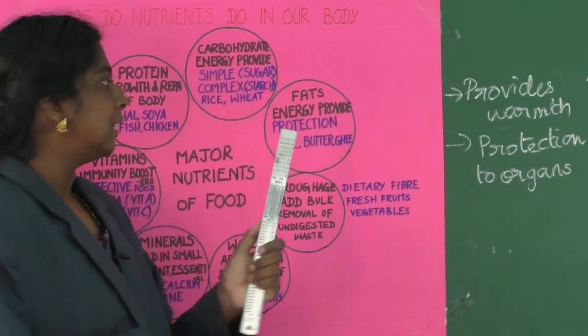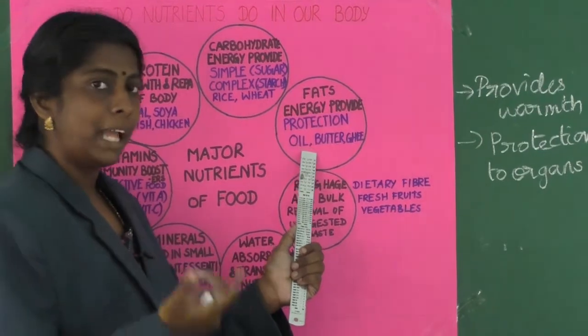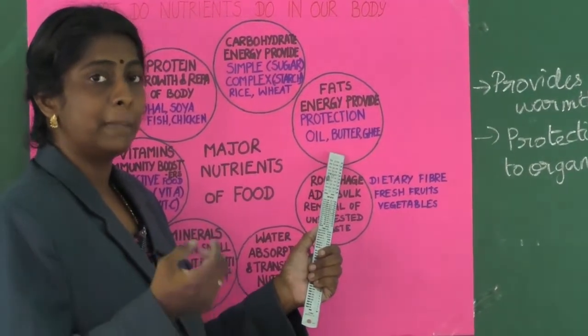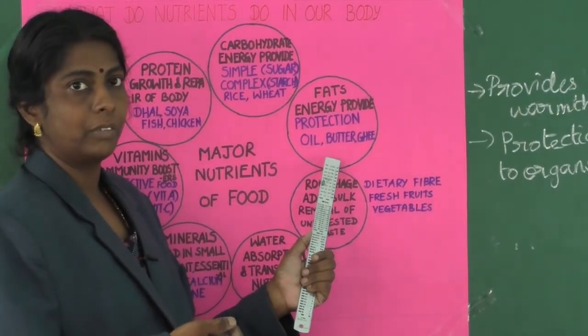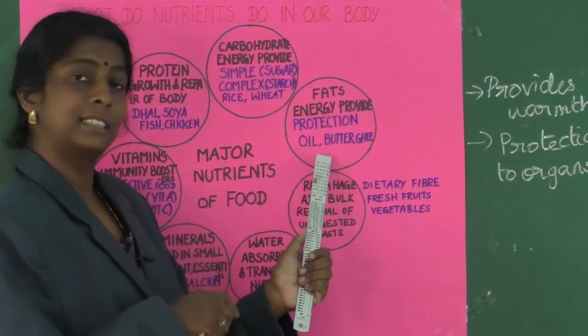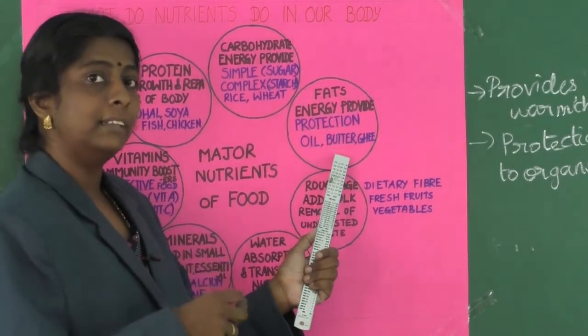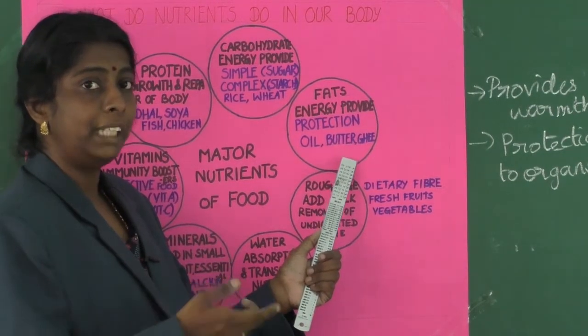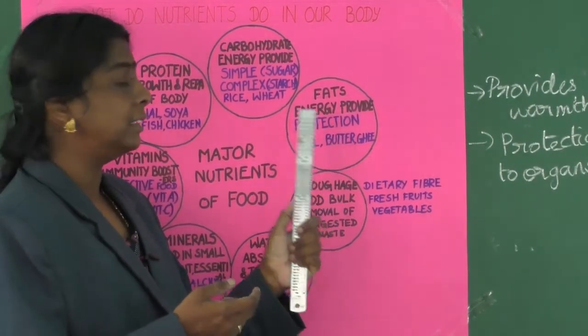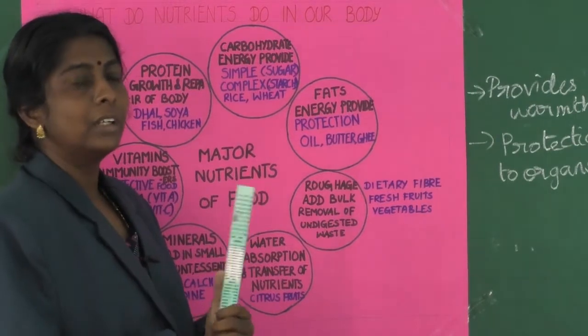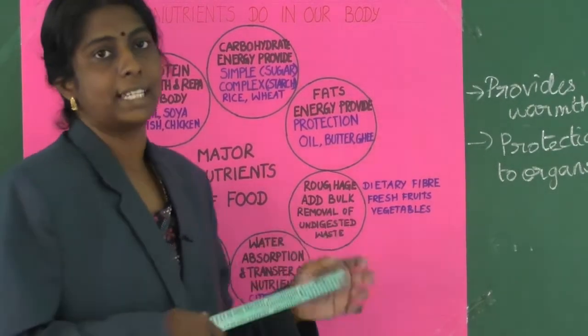So examples: oil from plant source, vegetable oil, mustard oil, coconut oil, all those things from plants are considered as fats, and from animals, butter, ghee, meat will come under fats. Okay, so this is what about fats.